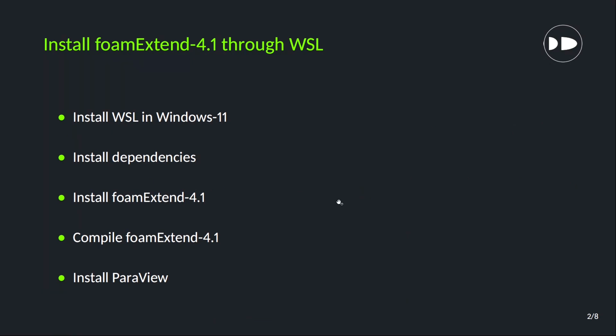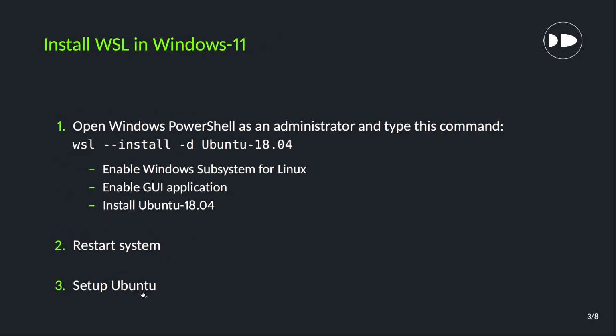So here we will follow these simple steps. First we'll start with installing WSL here in Windows 11, and then we will install some dependencies before installing OpenFOAM. When we install OpenFOAM, we will go with the foamExtend version as I mentioned earlier, and then we will compile that version in WSL, and in the end we will see how to install Paraview. Okay, so the first step is installing WSL in Windows 11.